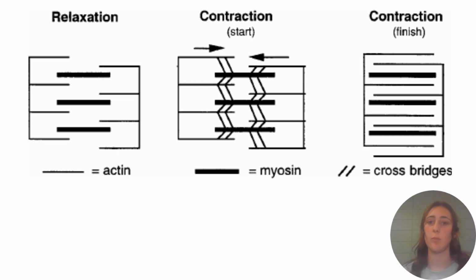In the middle diagram, we see partial muscle contraction, which is when myosin and actin overlap more. Therefore, there is more potential for cross bridges to form, and the zone in between them will shorten.